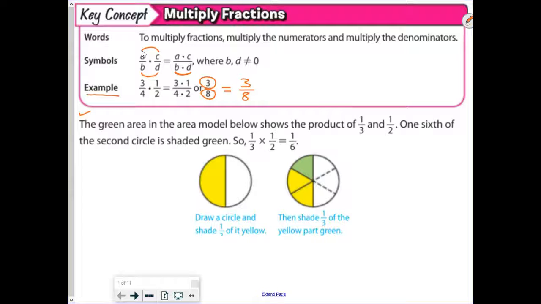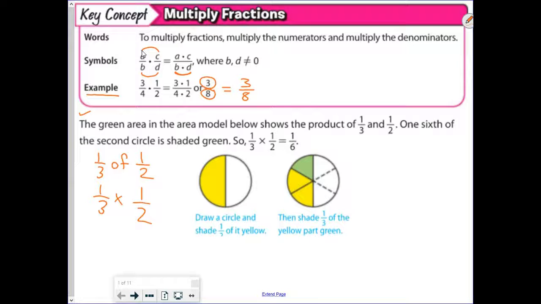It says here the green area in the area model below shows the product of 1/3 and 1/2. 1/6 of the second circle is shaded green. So 1/3 times 1/2 equals 1/6. Let me show you what they mean. We sometimes can say take 1/3 of 1/2. And that literally means to take 1/3 times 1/2.